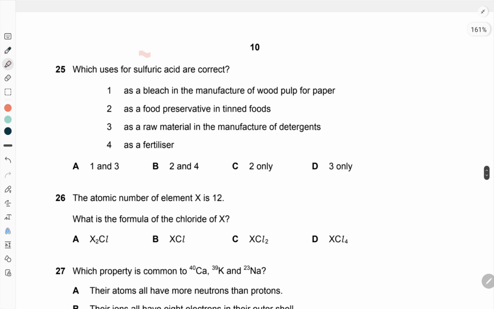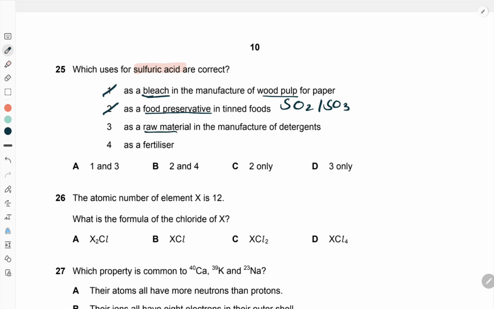Which uses of sulfuric acid are correct? Now to find the correct uses of sulfuric acid, let's start. As a bleach, sulfuric acid is not used as a bleach. It is chlorine, incorrect. Food preservative. For food, it is not sulfuric acid. It is sulfur dioxide and sulfur trioxide, I guess, which are used as the preservative. So this is also incorrect.